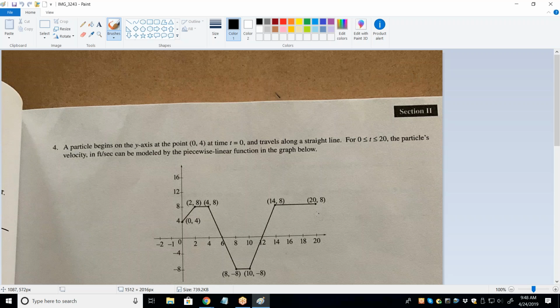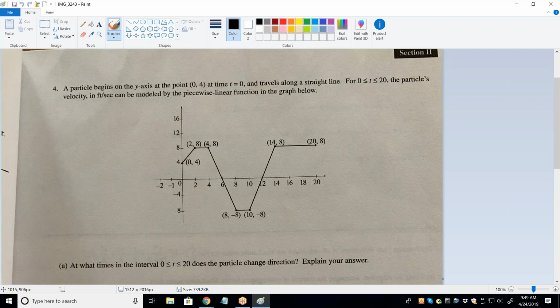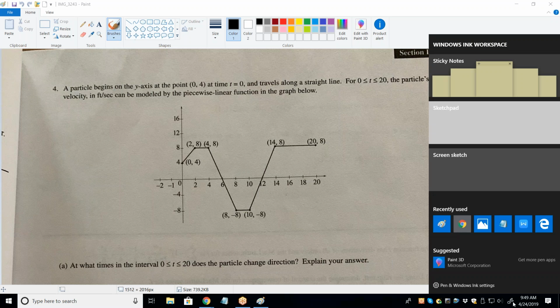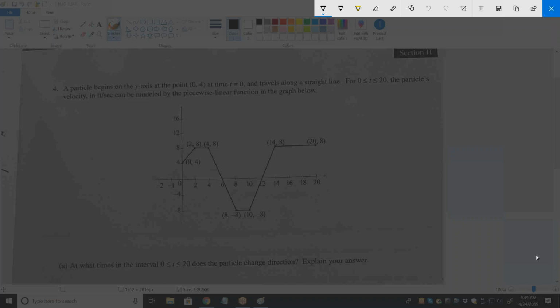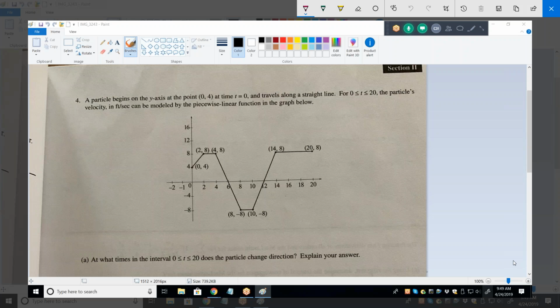Yeah, I believe you're probably right. No, it starts right here at that point, (0, 4). So it's not on the x-axis. Maybe they do mean in 2 dimensions. Let's see if we can figure this out.